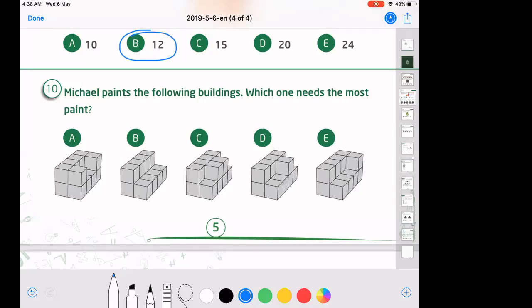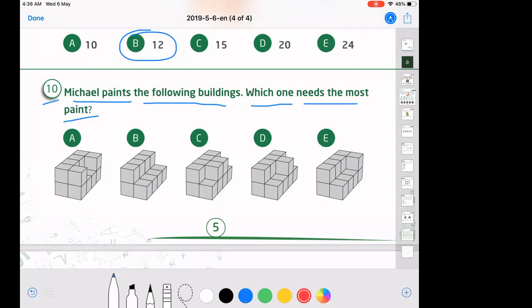Let's solve the Kangaroo question 2019 for grade 5 and 6. Question number 10. Michelle paints the following building. Which of the following need the most paint?